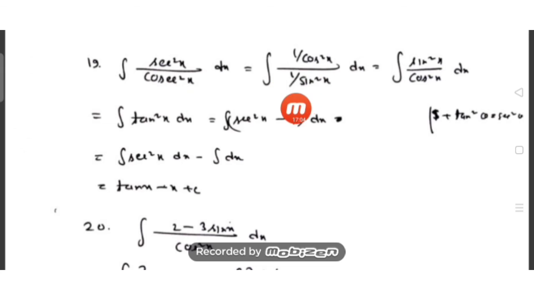Sec we know is 1 by cos square, and cosec we know is 1 by sine square. So taking the reciprocal, in the numerator it will become sine square and by cos square. Sine square by cos square gives you tan square. And you know tan square is not standard, but you have to remember this step.